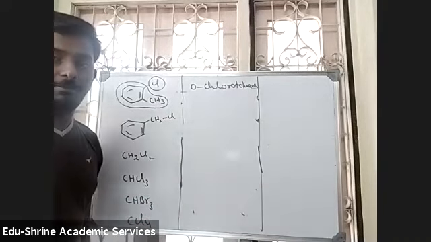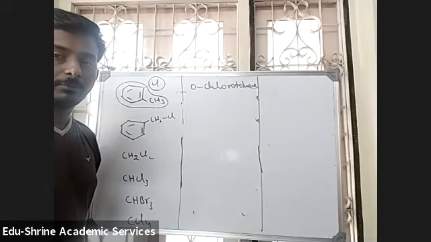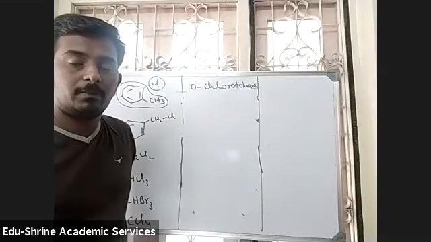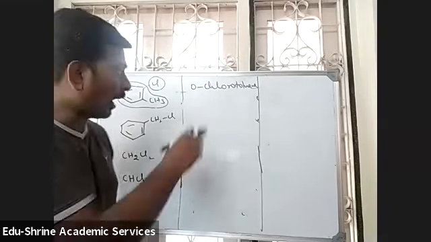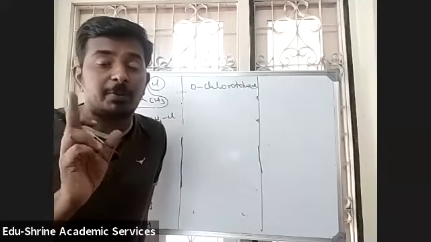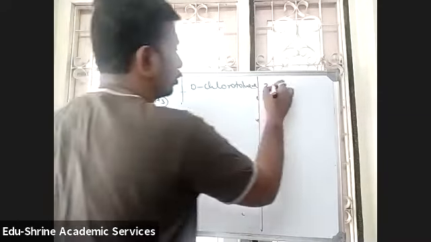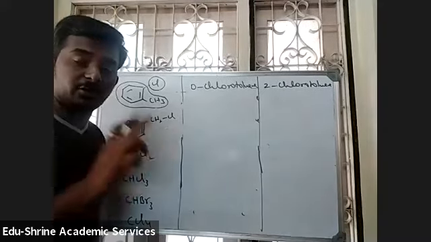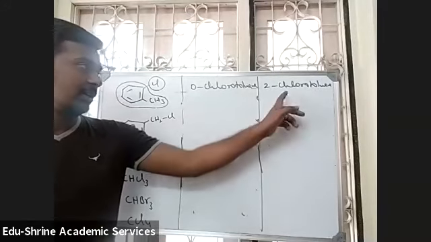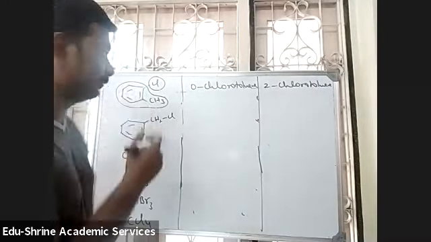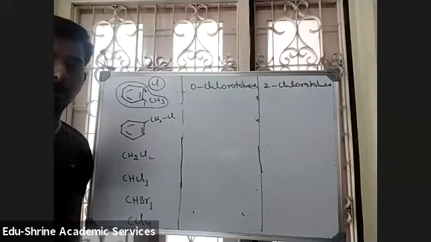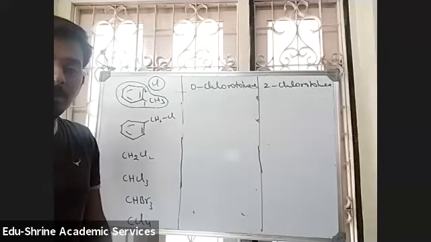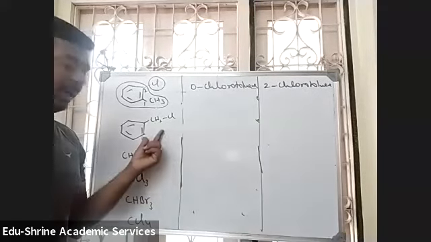What about the IUPAC name? Ortho, meta, para should not be used in IUPAC names. Yes, it is 2-chlorotoluene. Ortho, meta, and para are used only in common names but not in IUPAC names. So the IUPAC name of this is 2-chlorotoluene. This is 1, this is 2. What is the common name of this compound?